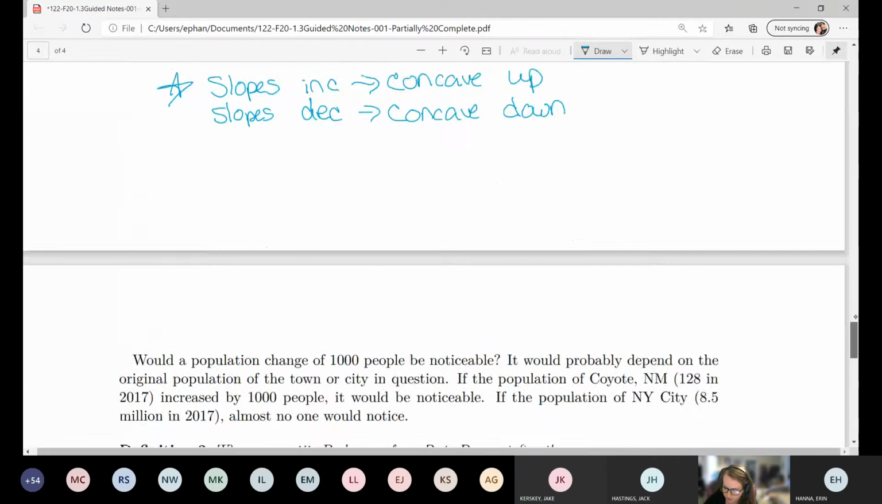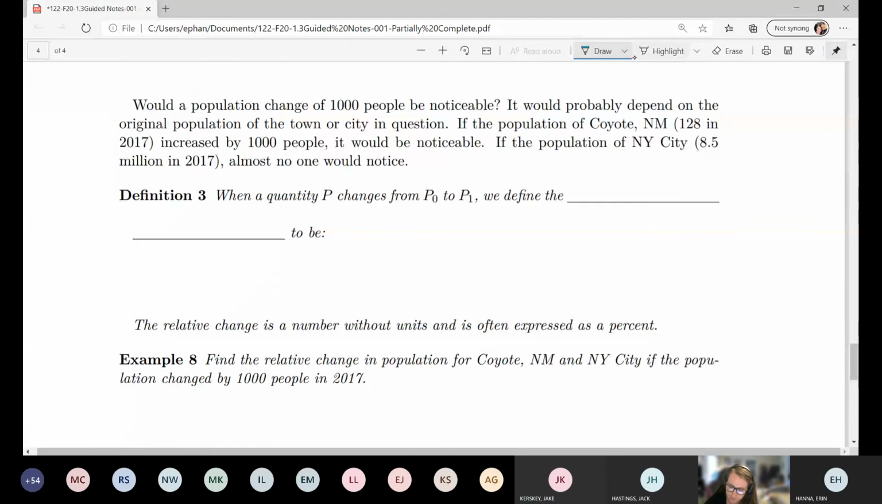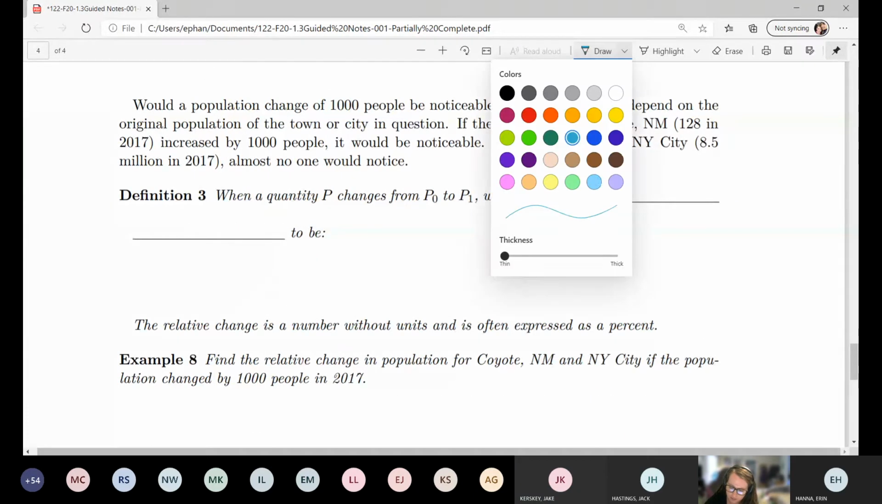So we've got one more idea we've got to talk about for 1.3. Change back black.